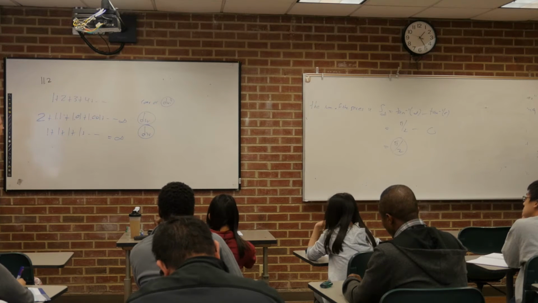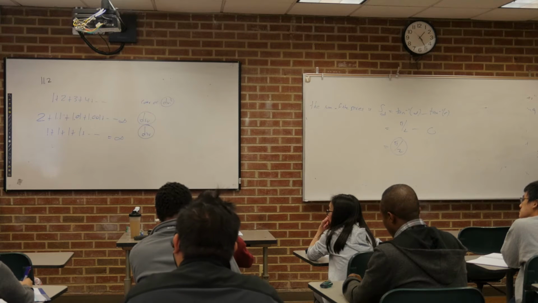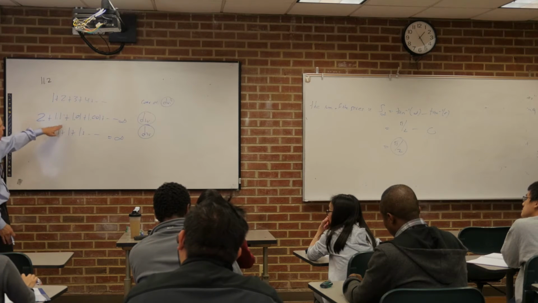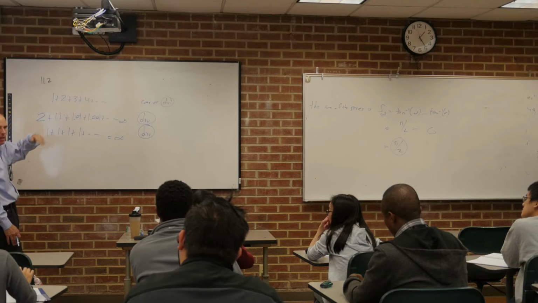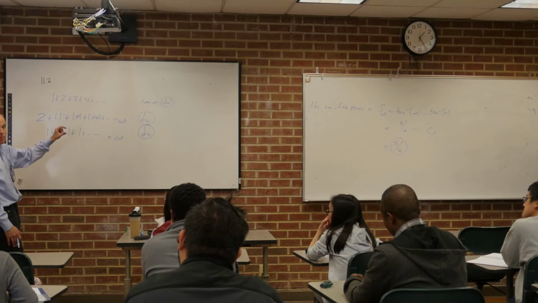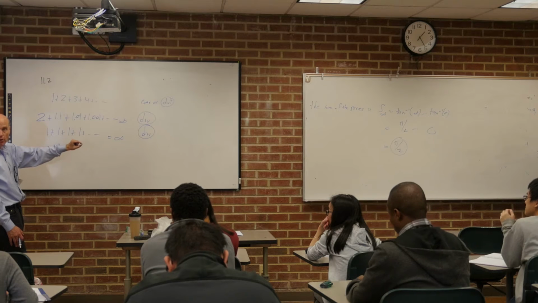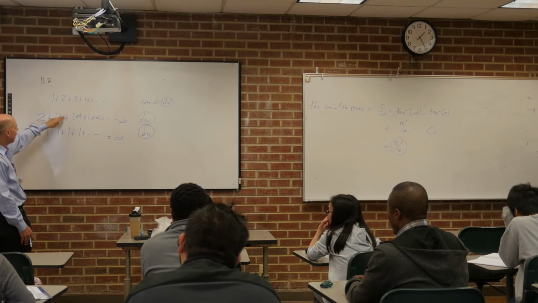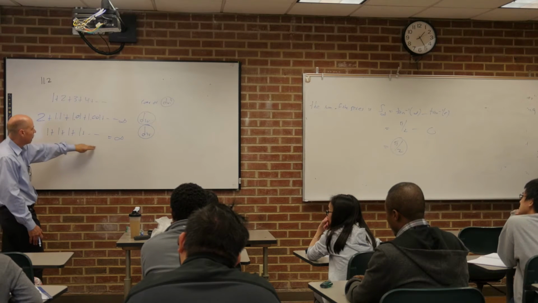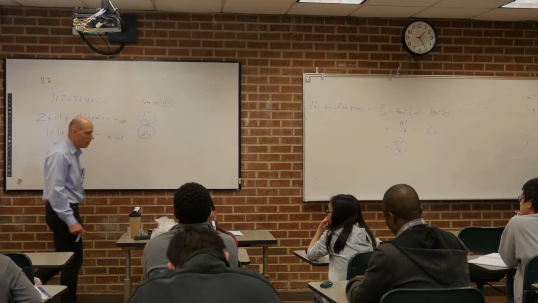So not only do the terms have to be getting smaller and smaller, but the terms have to be going to 0. I'm adding infinitely many numbers together, and they better be getting not only smaller and smaller, but also closer and closer to 0. If they don't get closer to 0, then it's going to be bigger than the sum of a bunch of constant terms, and that's definitely going to diverge.